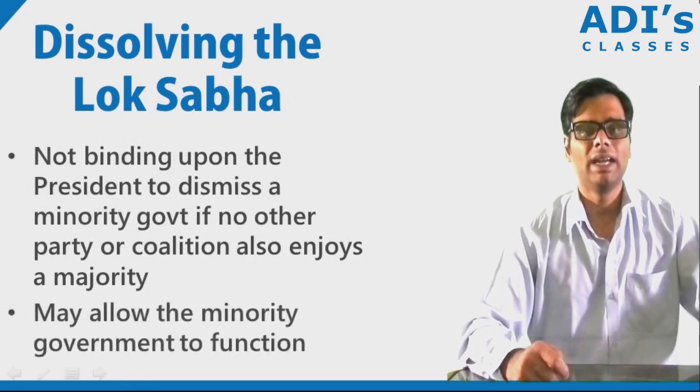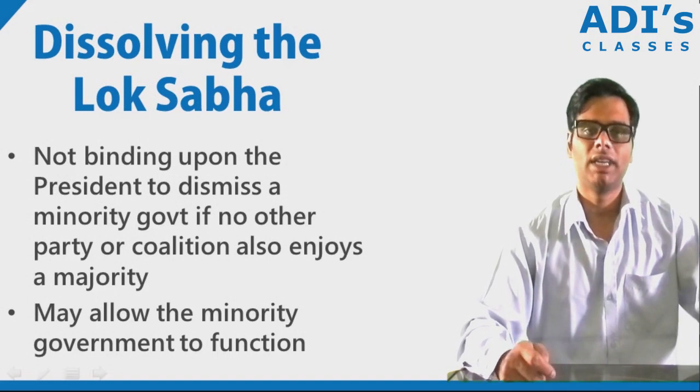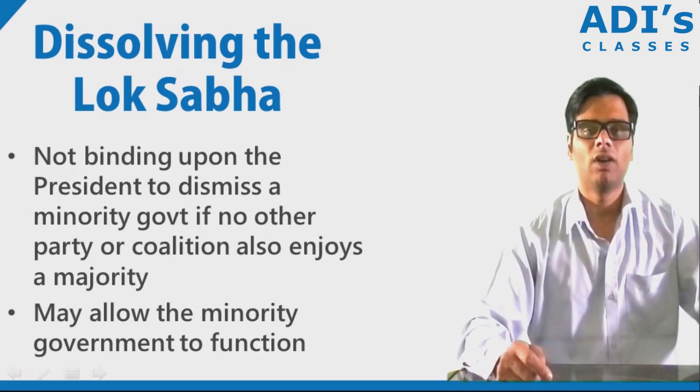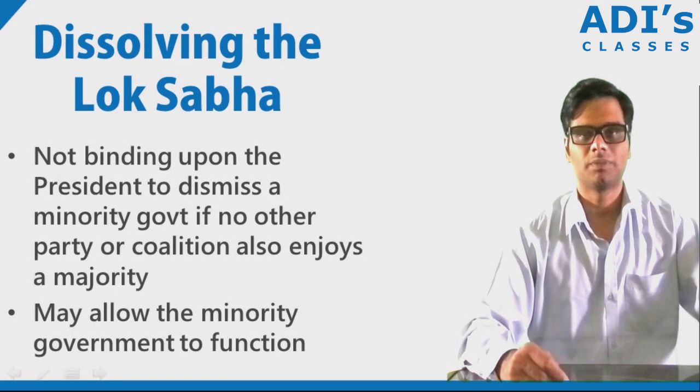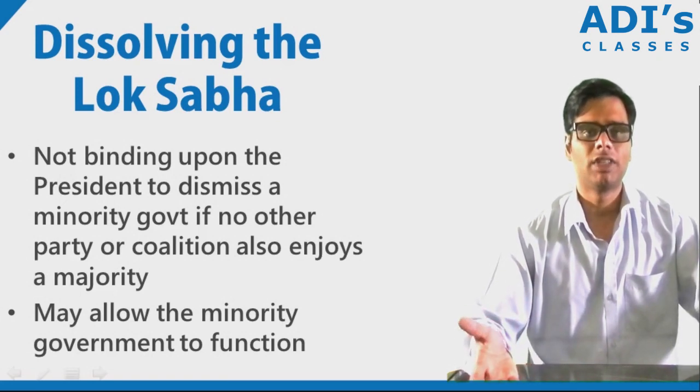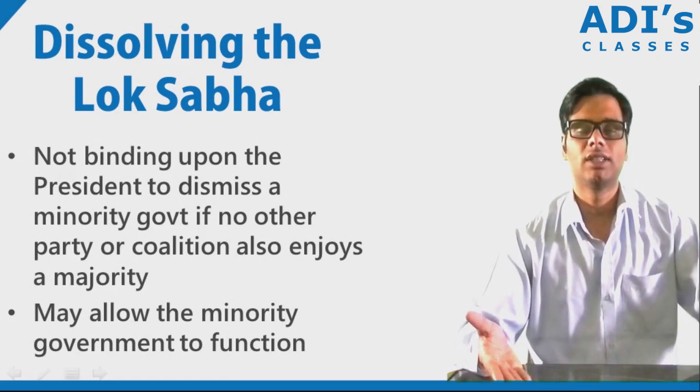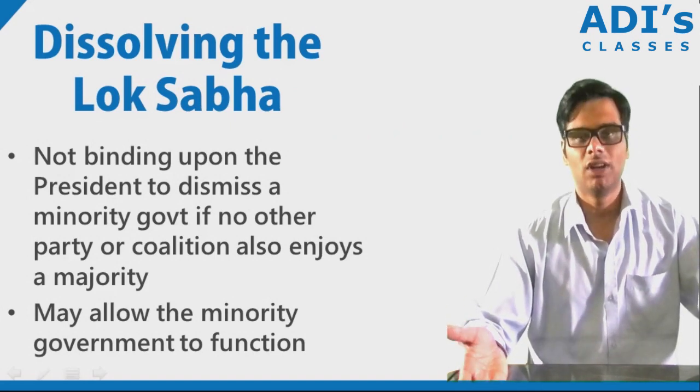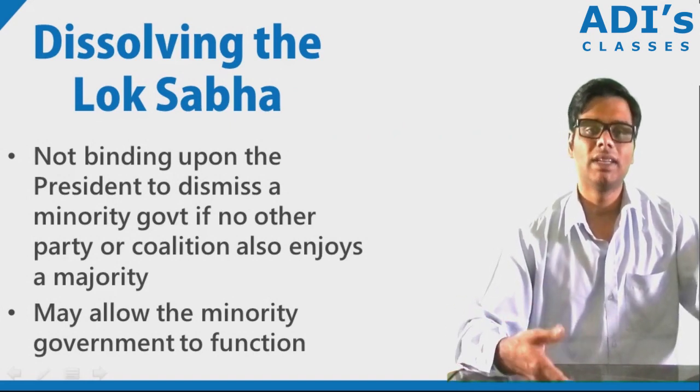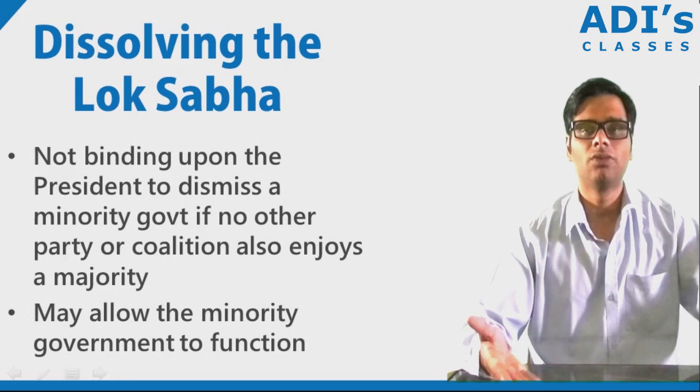It is not binding upon the president to dismiss a government that does not enjoy a majority in the house if no other party or coalition enjoys it. So in the floor test, if it is proved that no other party or coalition is enjoying a majority, then the president can allow even a minority government to function.